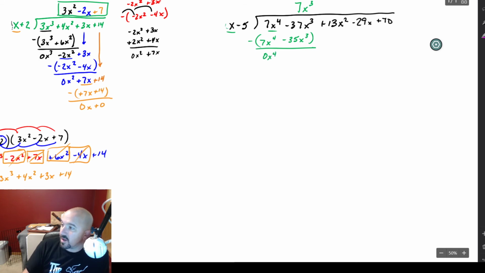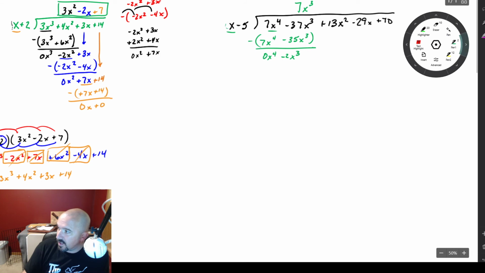Good. Negative 37 minus negative 35. Subtracting a negative is like adding. So I'm going to have a negative 37 plus 35. You subtract the two numbers. 37 minus 35 is 2, and take the sign of the larger number. In this case, the larger one was the 37, so it's negative x cubed. Negative 2x cubed is what comes down.